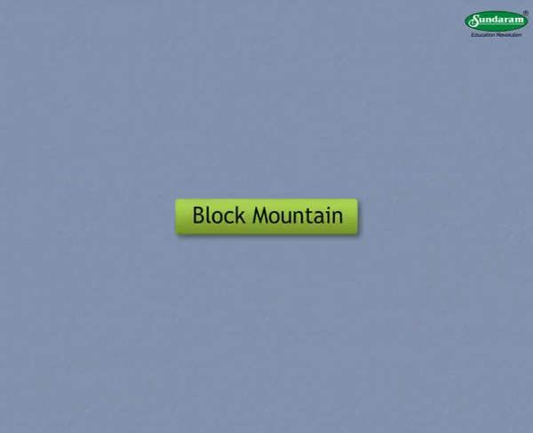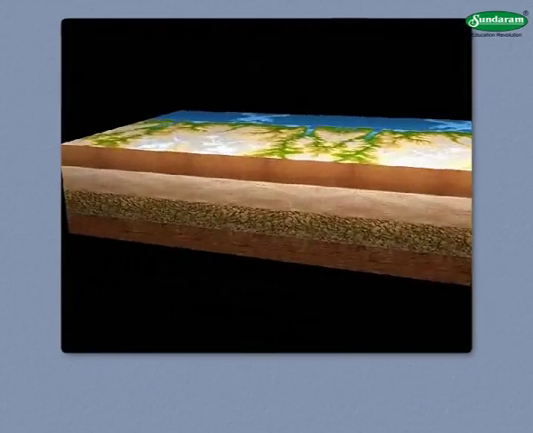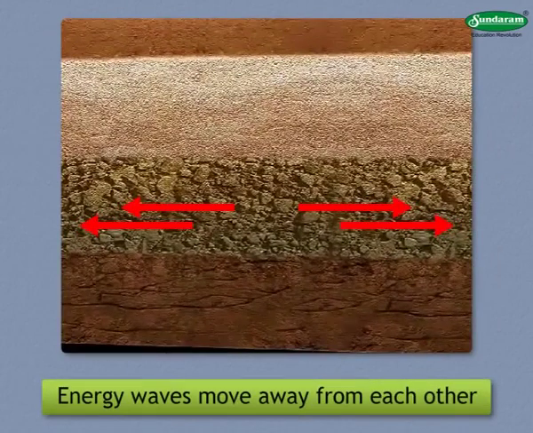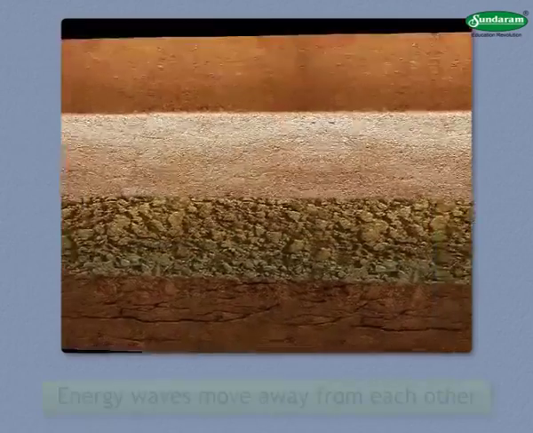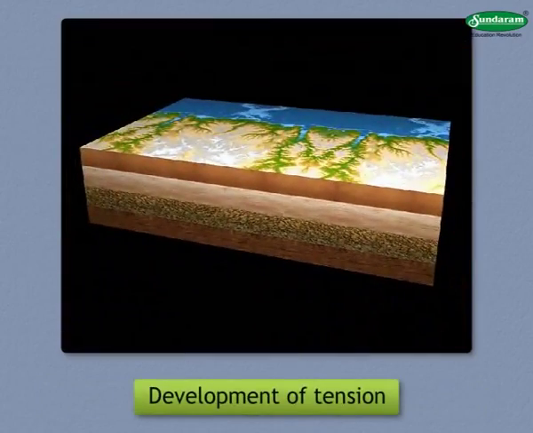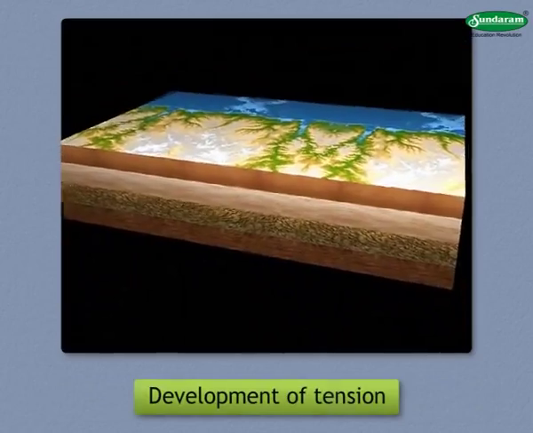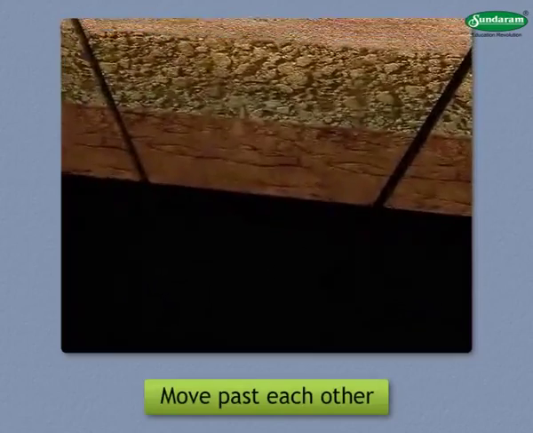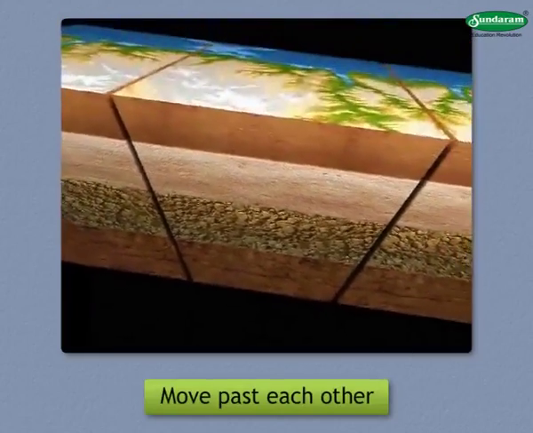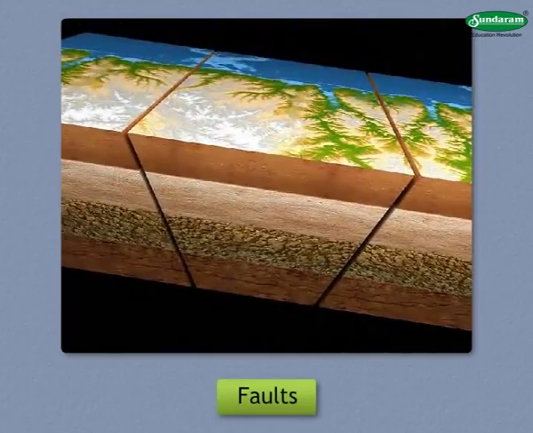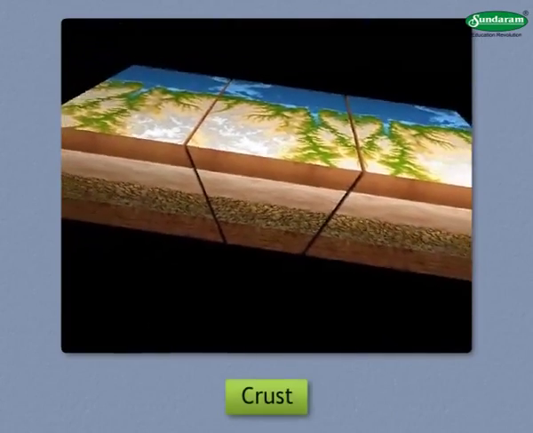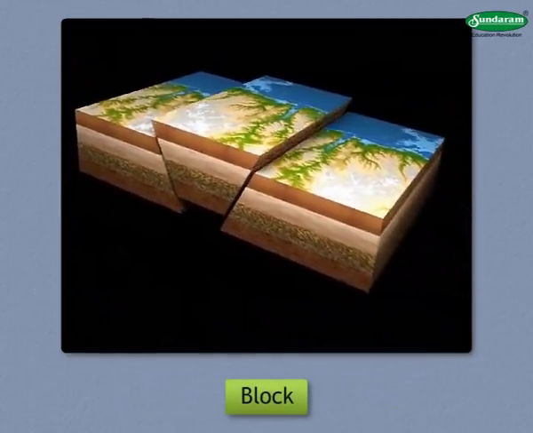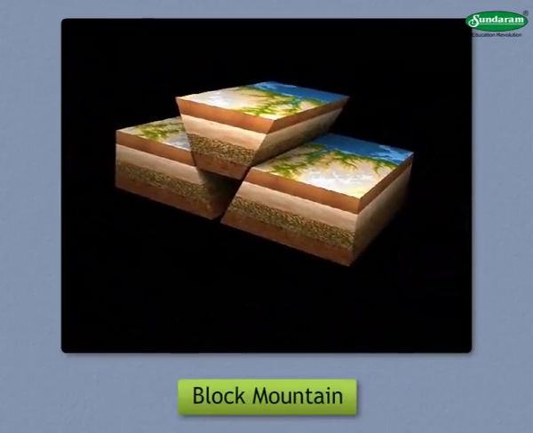Block mountain. Sometimes, because of the movement in the interior of the Earth, energy waves move away from each other. Such conditions lead to the development of tension in the rock. As a result, rocks are fractured and they move past each other along the planes of fractures. These fracture lines are called faults. When a portion of the crust between two parallel faults is raised up, it looks like a block. So, it is called a block mountain.